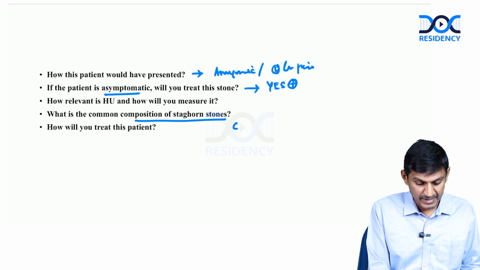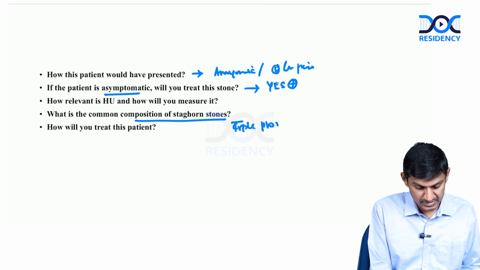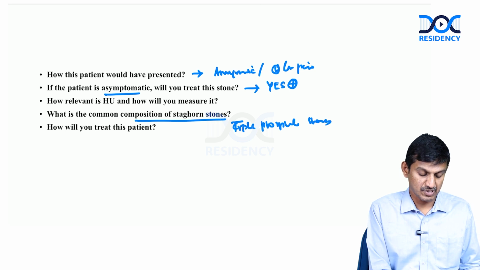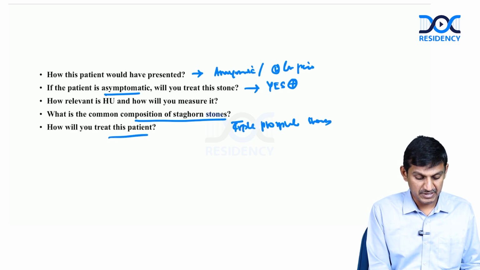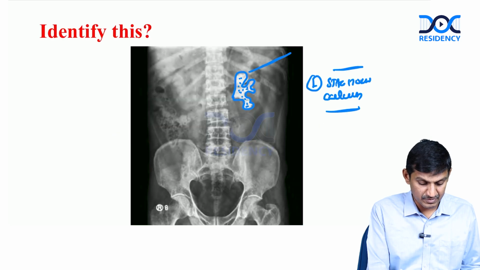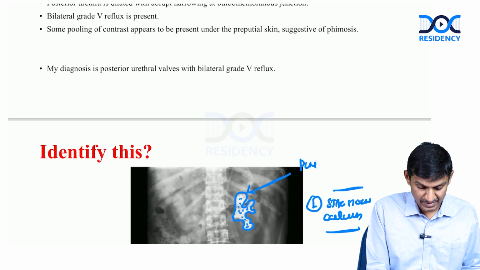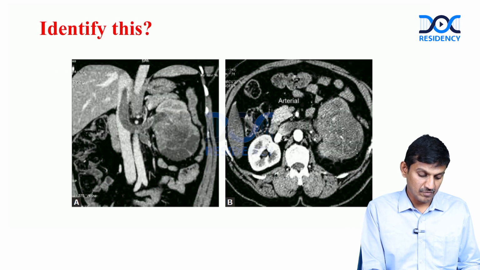Okay, so what is the commonest composition of staghorn stones? They are usually triple phosphate stones: calcium, magnesium, ammonium phosphate stones. So how would you treat? The treatment option for such a big stone is you have to do a puncture and take it out through a PCNL. Okay, PCNL.